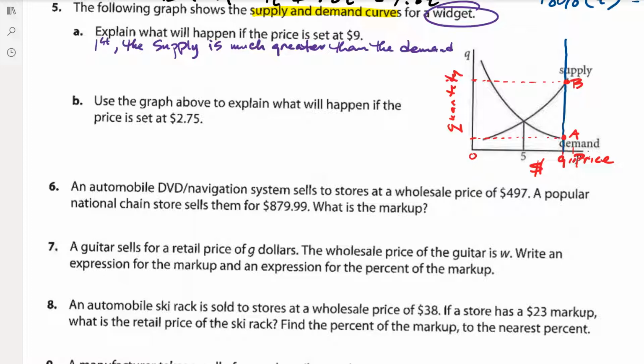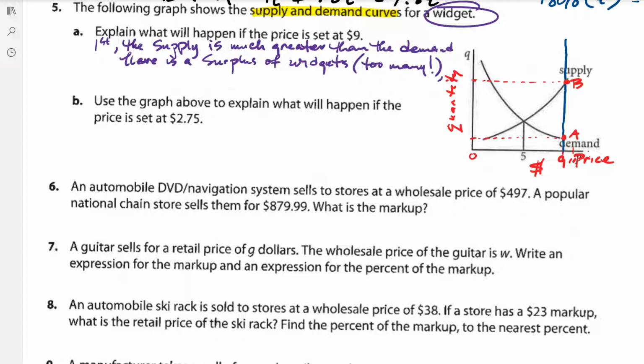And when that happens, if there's a surplus of goods, which is what's going on here, let's write that down. So this means that there is a surplus, which means more than enough. A surplus of widgets. Okay, too many. That's what I'm talking about here. So too many right here. What's going to happen, it's going to drive the price down. Okay? That's what's going to happen.